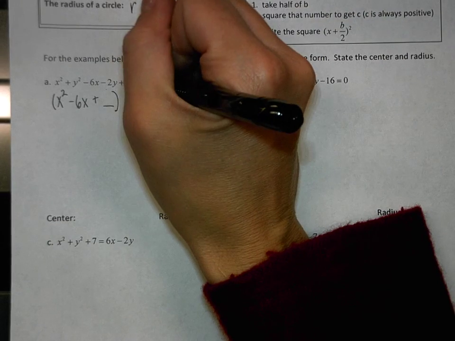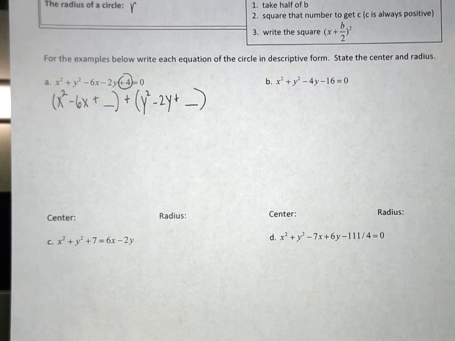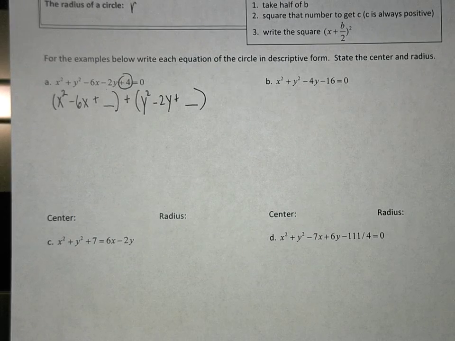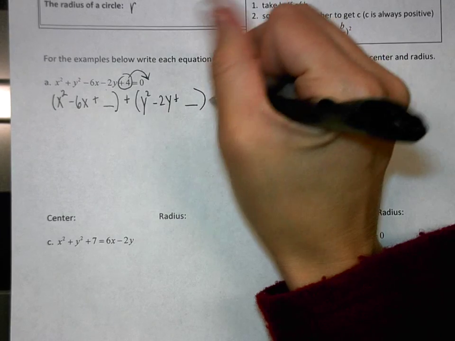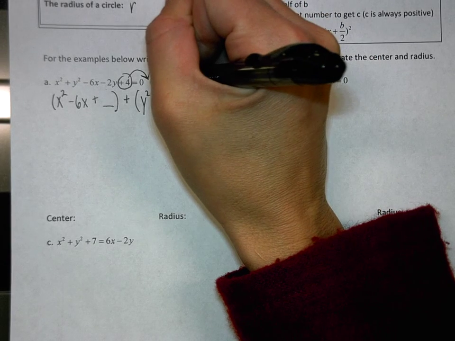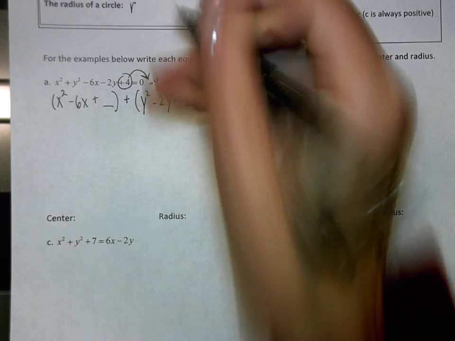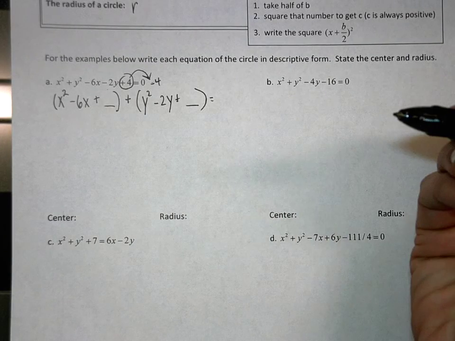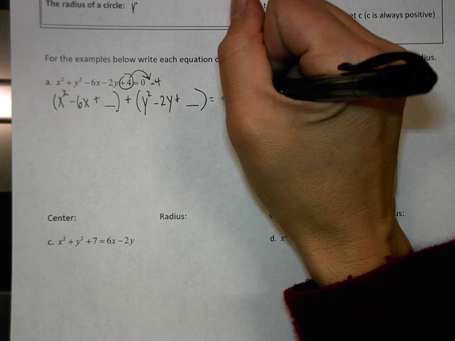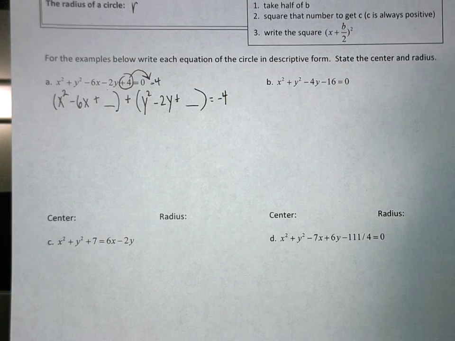Now this number right here, the 4 that doesn't have an x or a y with it, we're going to move it to the other side. When I move it to the other side of the equation, it's going to become what? Good. Negative 4. There's already a 0 here, so 0 minus 4 makes negative 4. If there are multiple numbers there, you would just combine them.